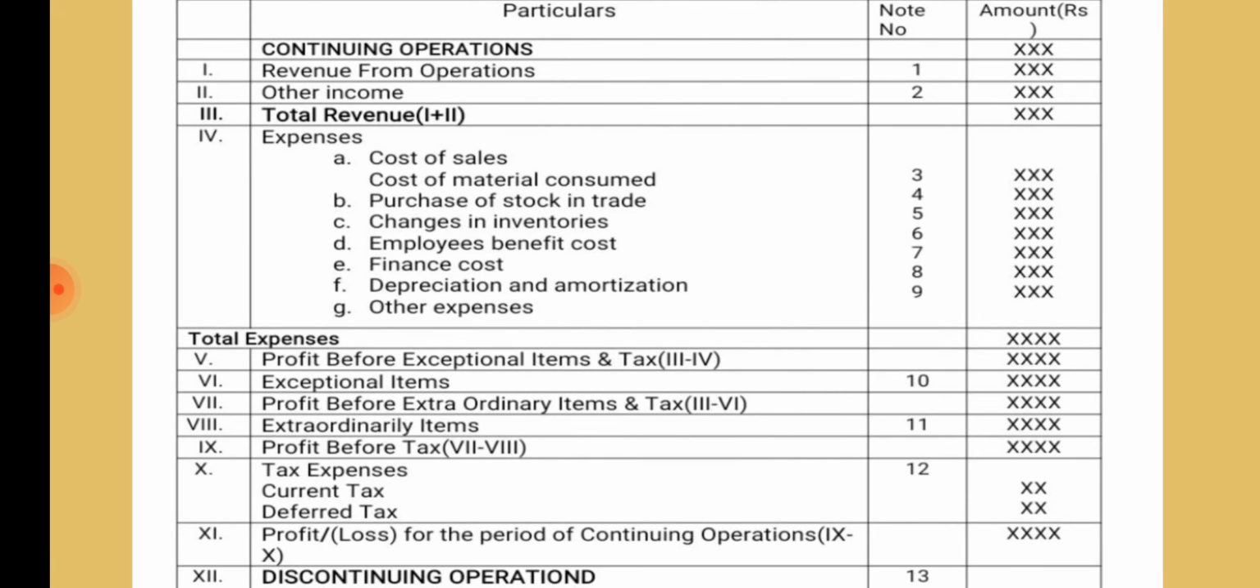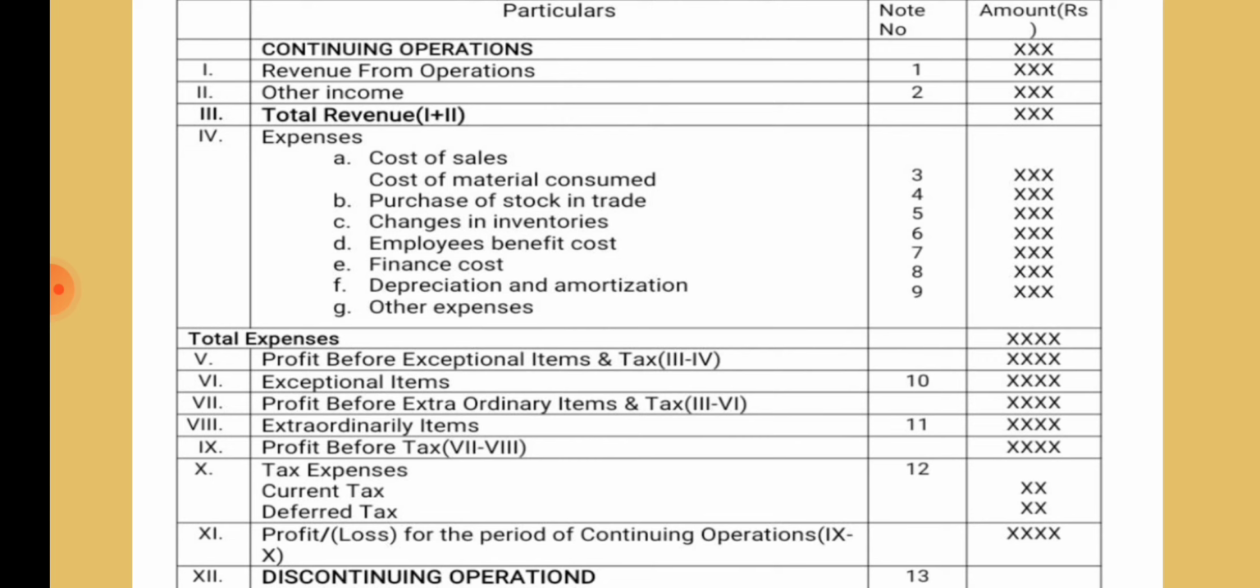For example, salary, wages, contribution to the various funds, allowances, staff welfare scheme or expenses. So all such expenses will be taken in employees benefit cost. So the note number 7 is all about the aggregate of expenses in relation to the employees.